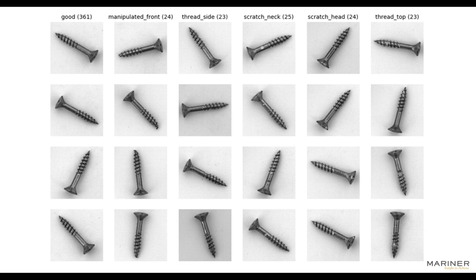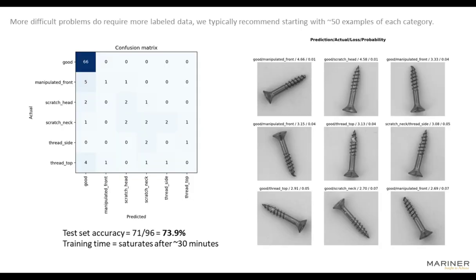When we come across examples like this from customers, we usually encourage them to collect bigger data sets. Normally we want to start with at least 50 examples of each defect, and this is actually significantly less than that. So here's how we do. We get to around 74% accuracy. That's okay. Like I said, if this was a customer deployment, we would first ask for more data.